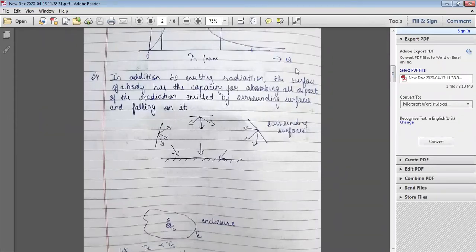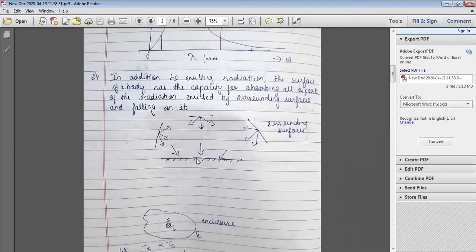The second basic concept is about the surface which is taken up. In addition to emitting radiation, the surface of a body has the capacity for absorbing all or part of the radiation emitted by surrounding surfaces and falling on it. I repeat, in addition to emitting radiation, the surface of a body has the capacity for absorbing all or part of the radiation emitted by surrounding surfaces and falling on it.